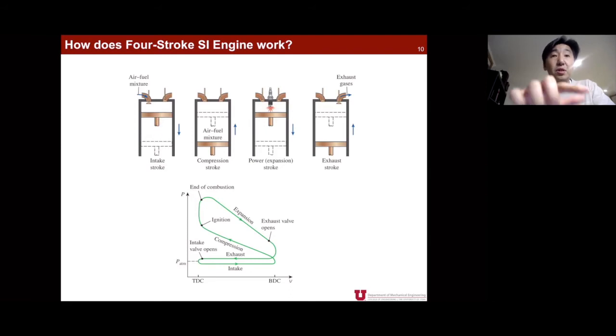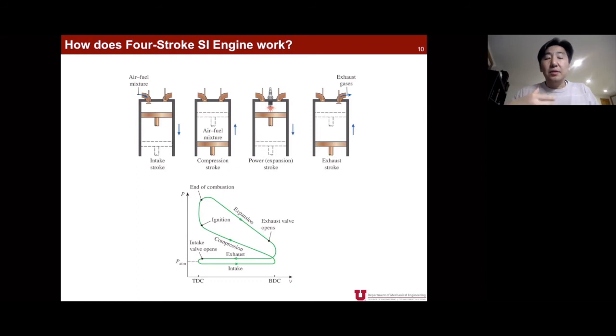During this moving down stroke, your intake valve is open. And during this intake stroke, fresh air and fuel mixture comes into your cylinder. Basically, the air and fuel mixture is sucked into the cylinder while the piston moves to the bottom.